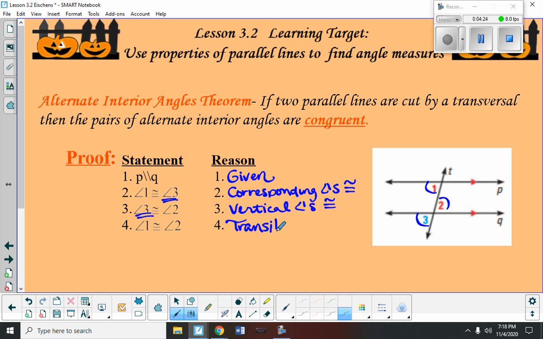So remember, those theorems are on the second page of your proof sheet, so keep that handy.